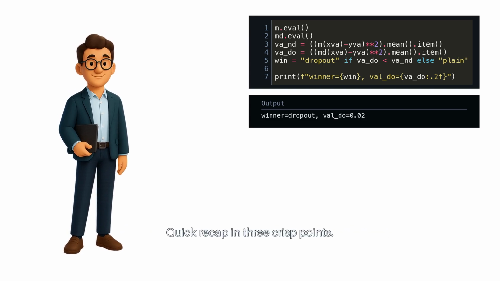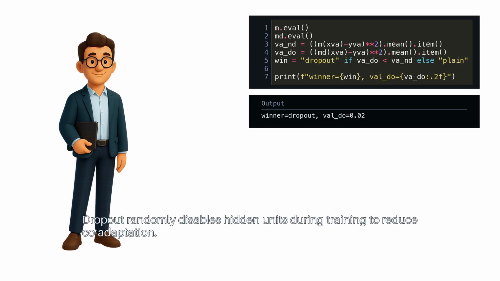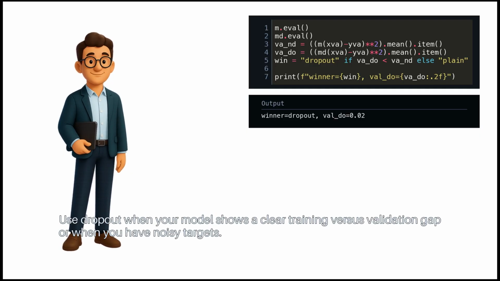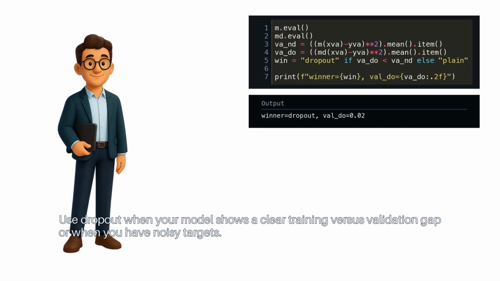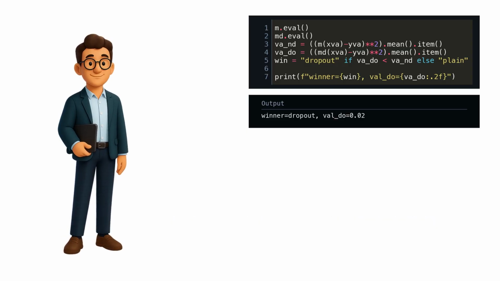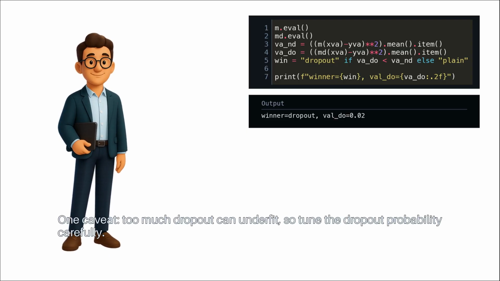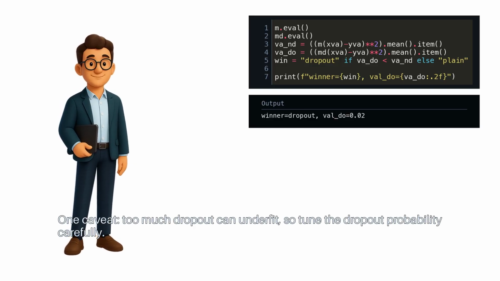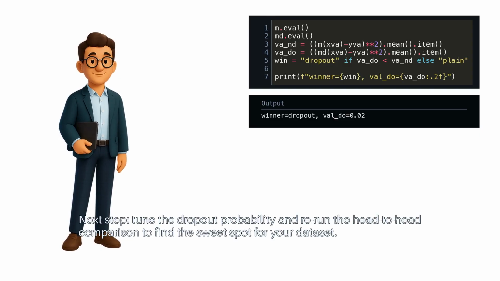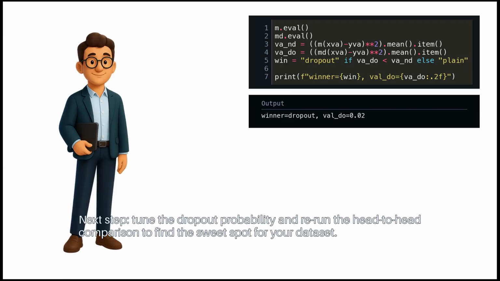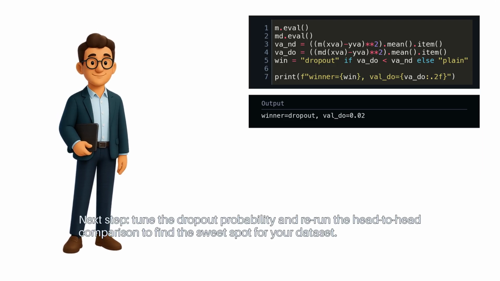Quick recap in 3 crisp points. Dropout randomly disables hidden units during training to reduce co-adaptation. Use dropout when your model shows a clear training versus validation gap, or when you have noisy targets. One caveat: too much dropout can underfit, so tune the dropout probability carefully. Next step, tune the dropout probability and rerun the head-to-head comparison to find the sweet spot for your dataset.